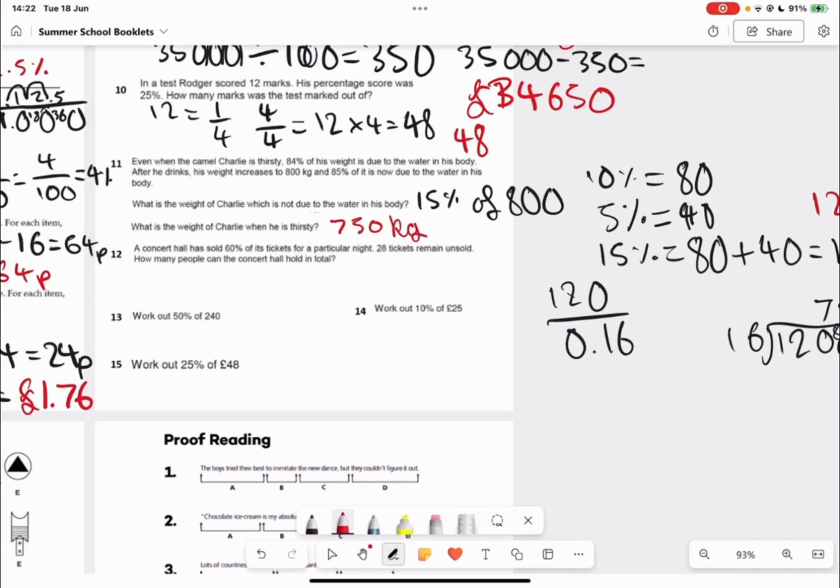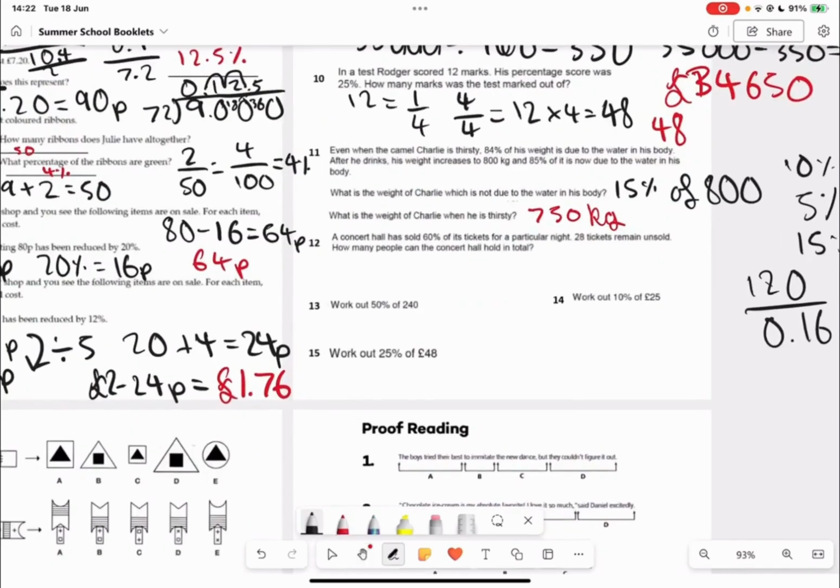So question 12. A concert has sold 60% of its tickets for a particular night. 28 tickets remain unsold, and how many people can the concert hall hold in total? So given that 60% were sold and 28 were unsold, we know that 28 tickets is equal to 40%. So 40% is 28. And then we look at the total.